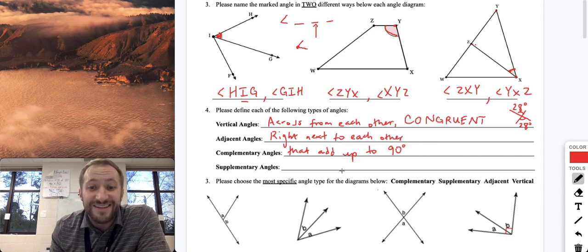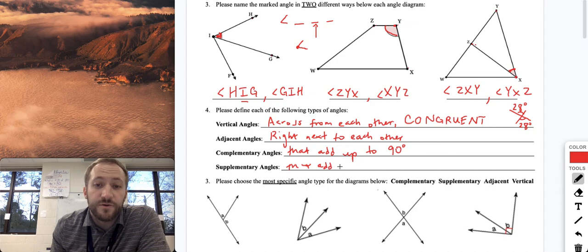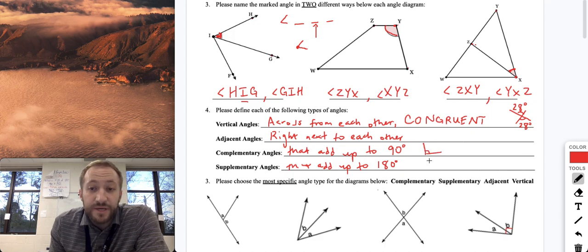Angles that add up to 90 degrees. Supplementary angles, on the other hand, are angles that add up to 180 degrees. So we'll give a little picture here just to make it a little clear. Here's a right angle. We know that's 90 degrees. That'd be one right angle.